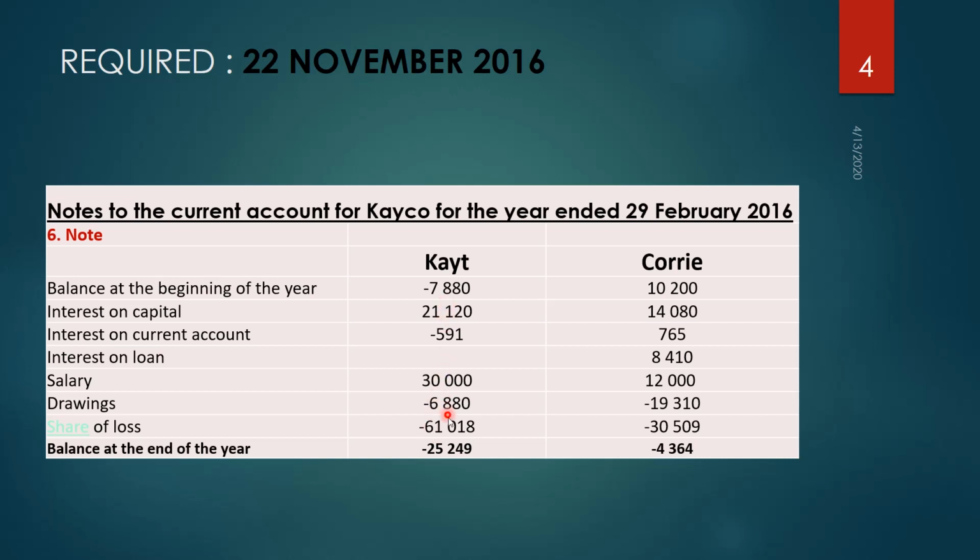The total comes to 25,000. How do we arrive at the total? We're going to take the minus, we're going to add that amount, we're going to less that amount, we're going to add that amount, and less the two amounts to arrive at the balance at the end of the year for Kite. We're going to apply the same thought process in determining the balance at the end of the year for Corey.